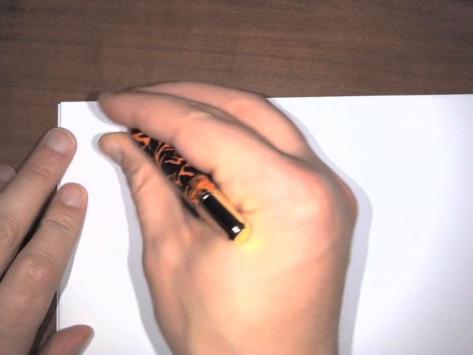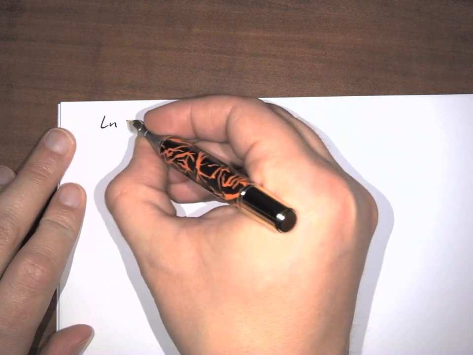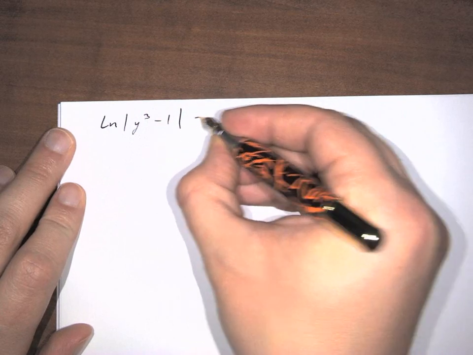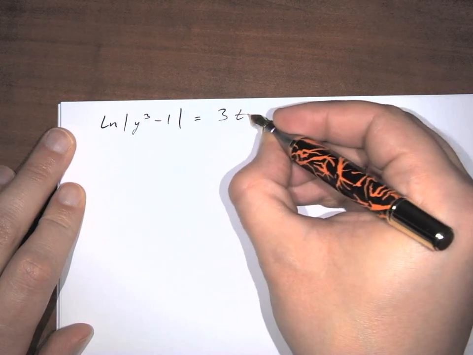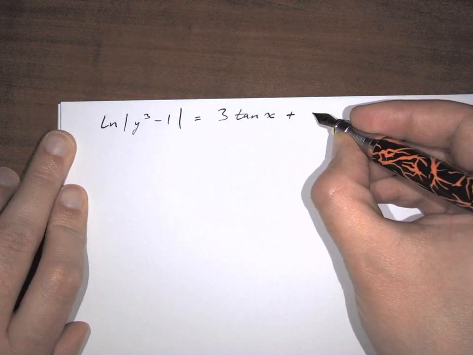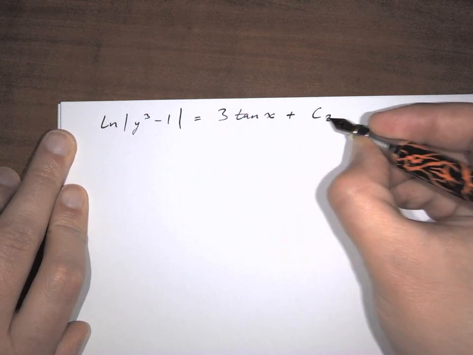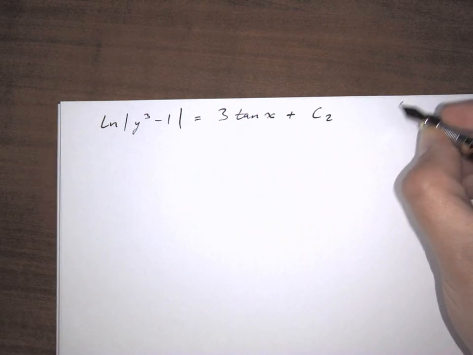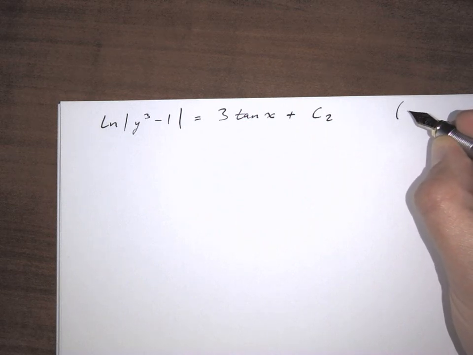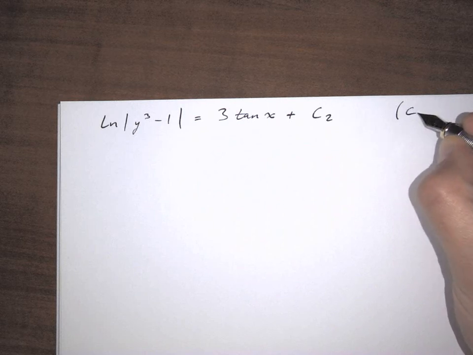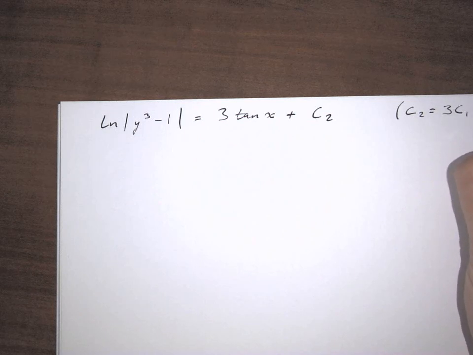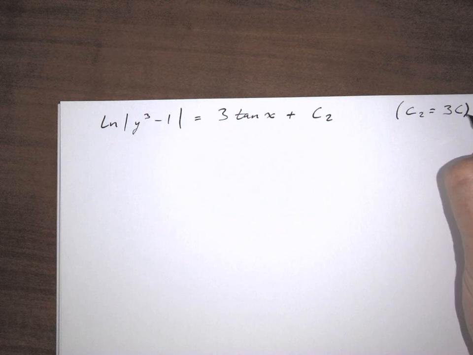So that's going to give us the natural log of the absolute value of y cubed minus 1. And that's going to equal 3 times tan x plus a constant. And again, if we want to be careful, we can change the letter, although commonly we would not even bother doing that. But for now, while we're still getting our feet wet with this, there's no harm in being careful. So C2 is equal to 3 times C. We didn't call it C1, we just called it C.